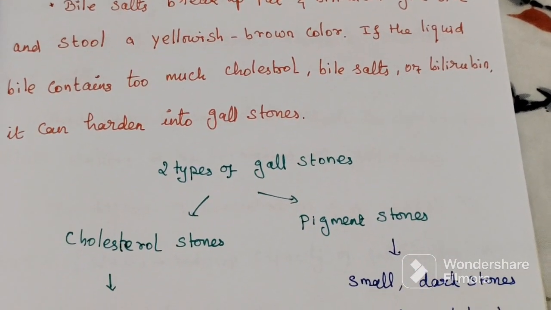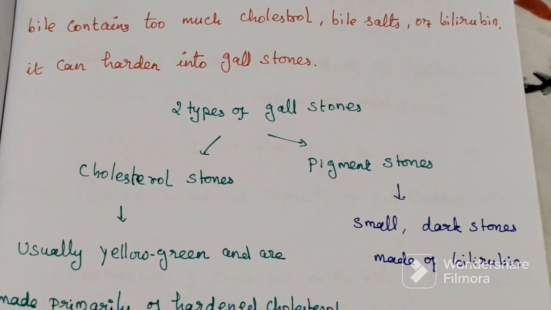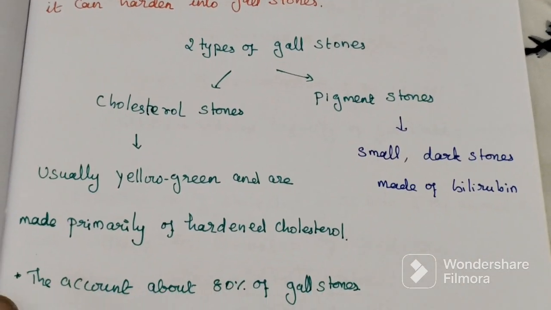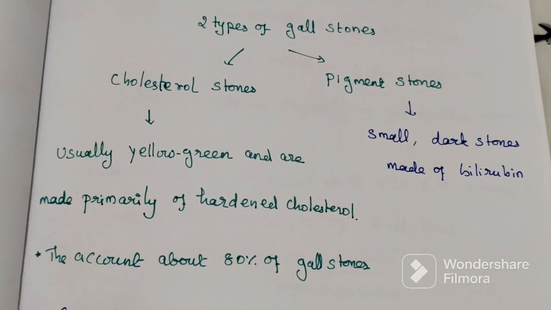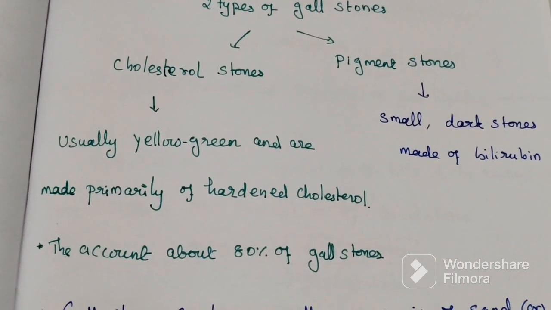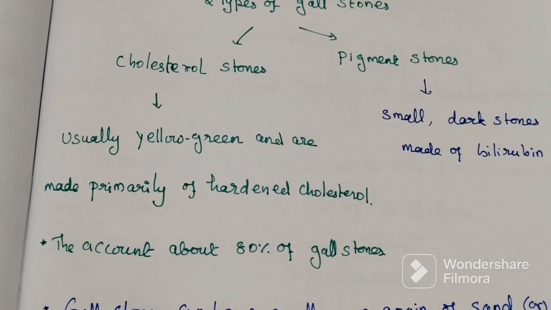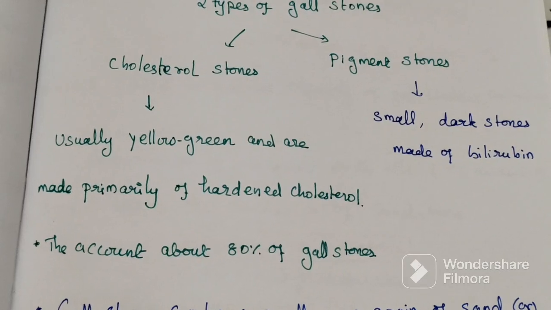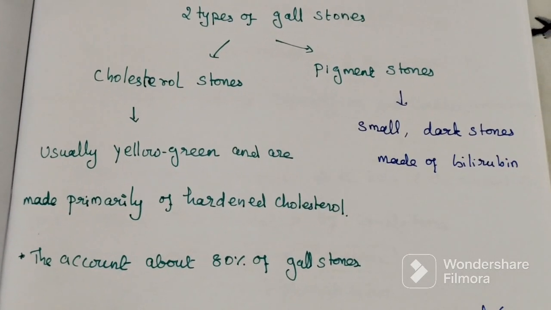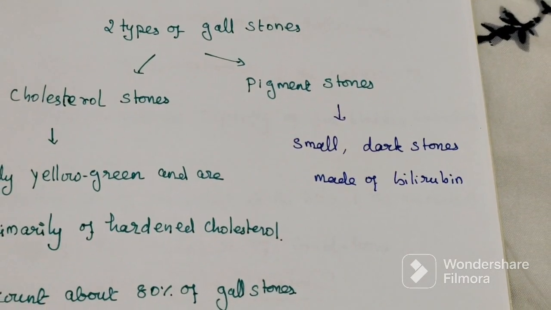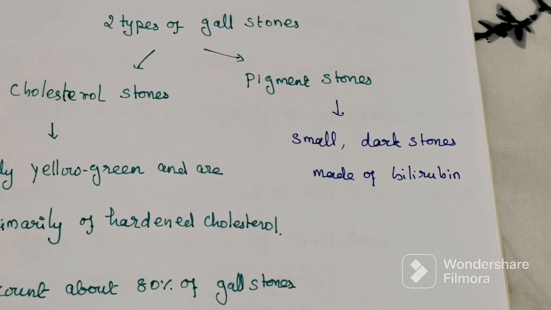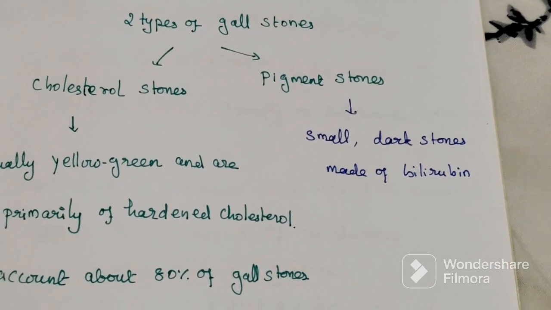There are two types of gallstones, cholesterol stones and pigment stones. Cholesterol stones are usually yellow-green, made primarily of hardened cholesterol, and account for about 80% of gallstones. Pigment stones are small dark stones made of bilirubin.